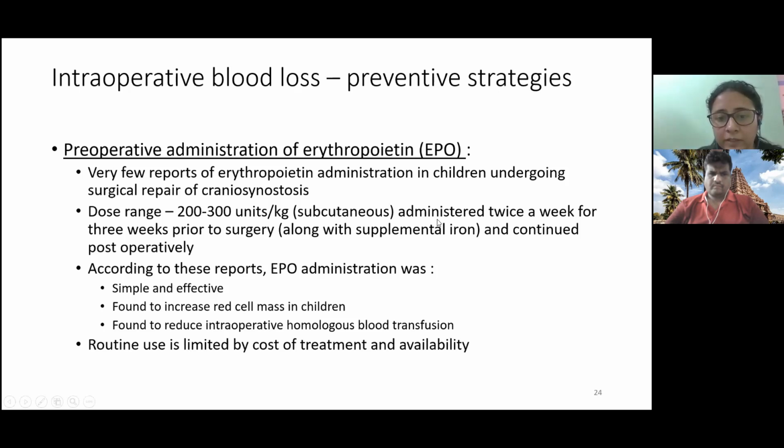Now, I would like to emphasize the fact that supplemental iron is extremely important along with erythropoietin, because erythropoietin stimulates rapid erythropoiesis, and this might in turn deplete the iron stores if we don't supplement iron. So iron and folic acid as well as vitamin B12 supplementation along with erythropoietin is absolutely essential. And according to the reports which are available, erythropoietin administration was found to be simple and effective. It was found to increase red cell mass in children, and it was found to reduce intraoperative homologous blood transfusion. However, routine use is limited by cost of treatment and availability.